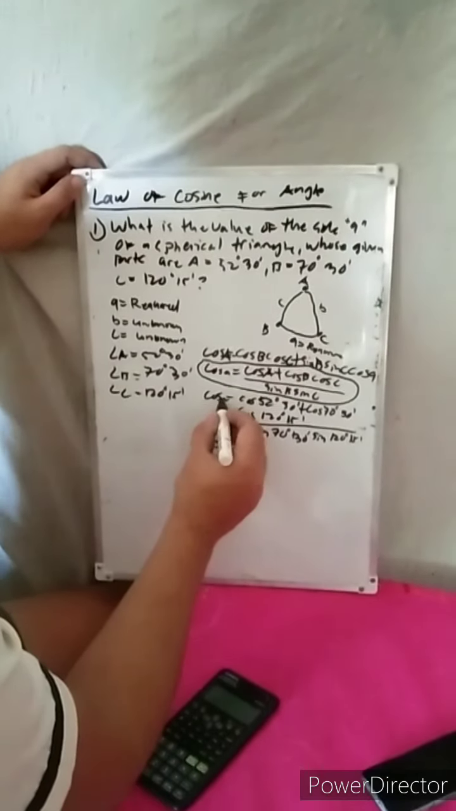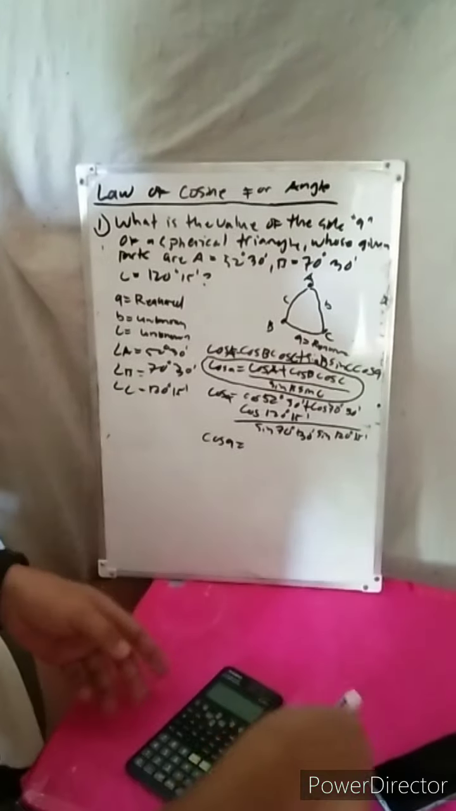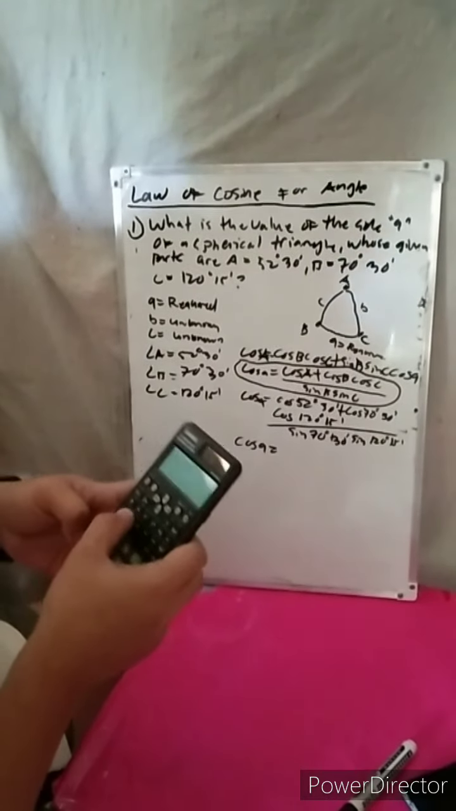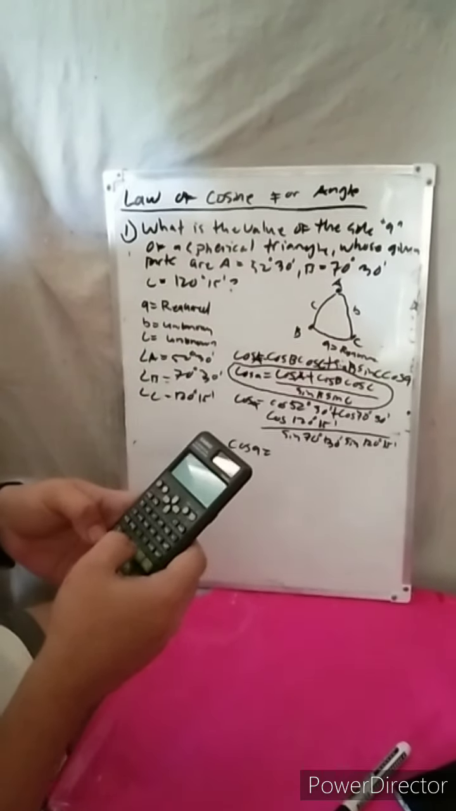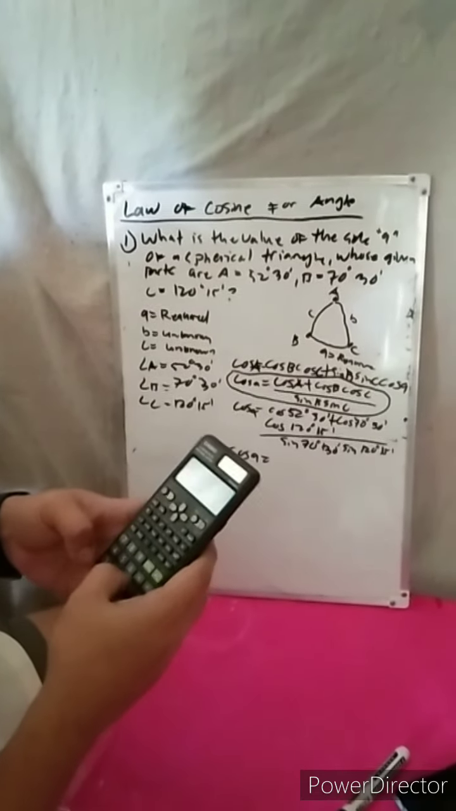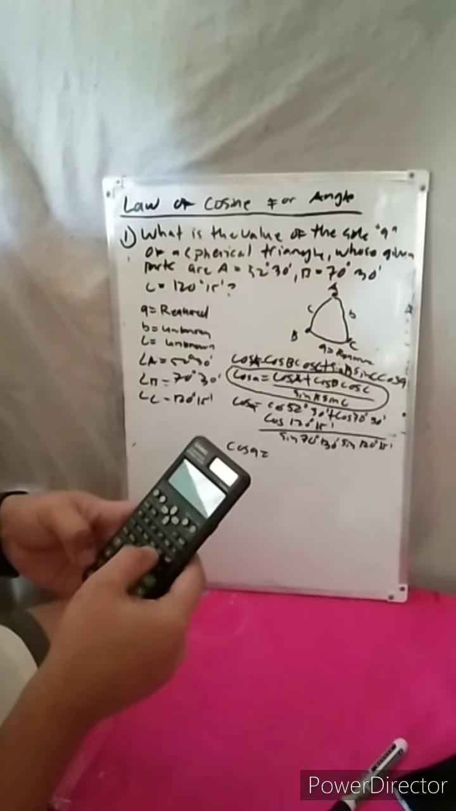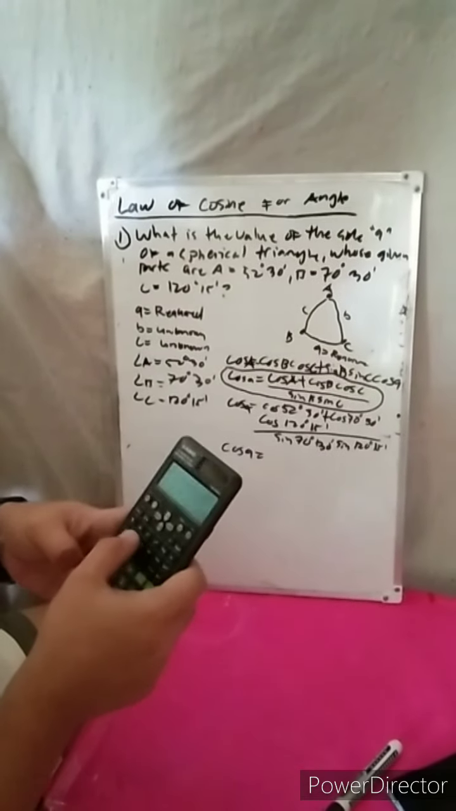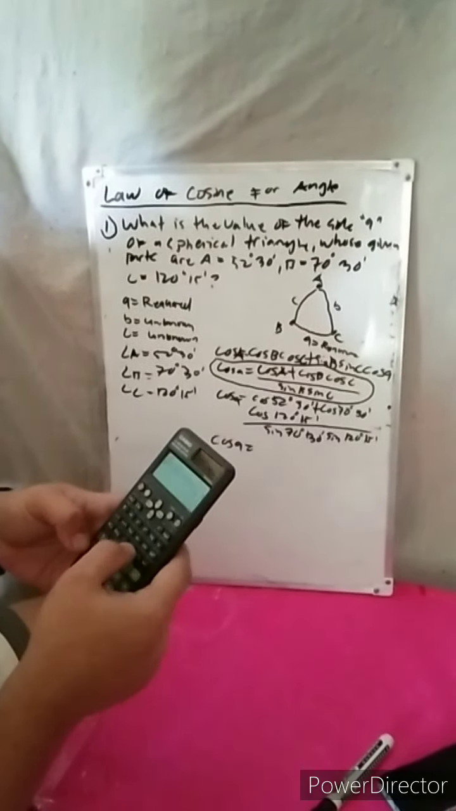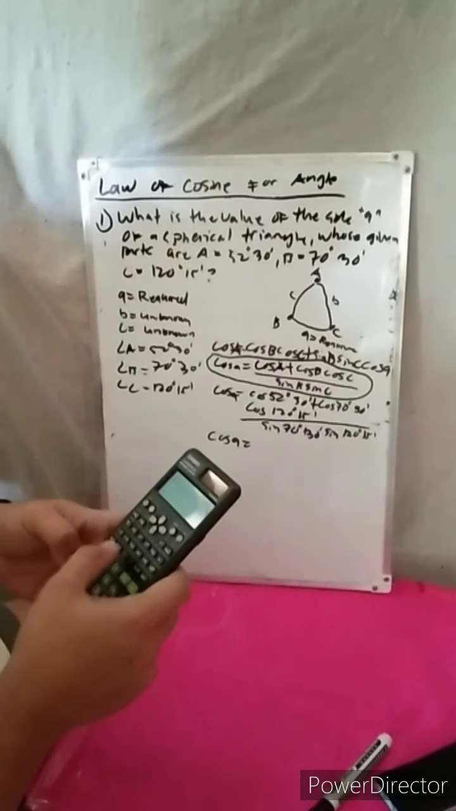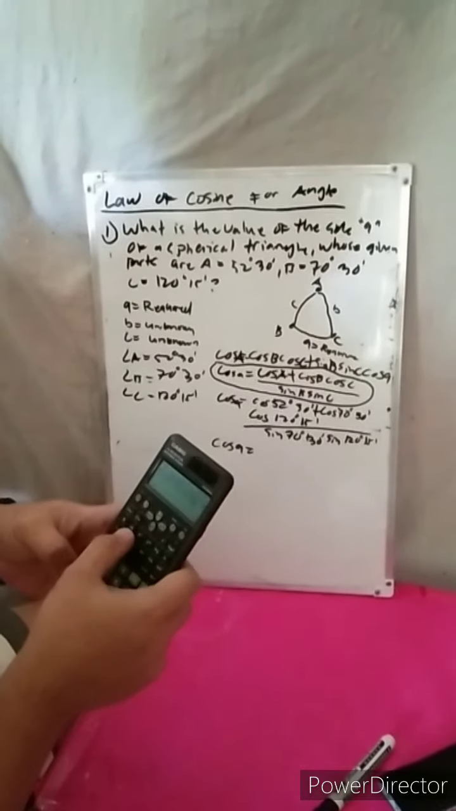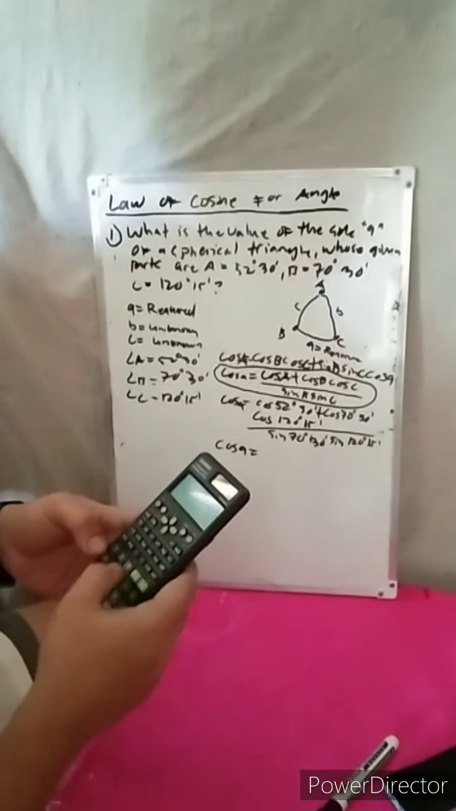So cosine A equals cosine 52 degrees and 30 minutes plus cosine 70 degrees and 30 minutes, then cosine 120 degrees and 15 minutes, divided by sine 70 degrees and 30 minutes, then sine 120 degrees and 15 minutes.